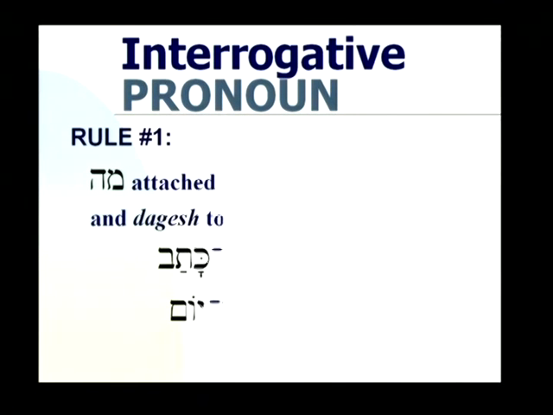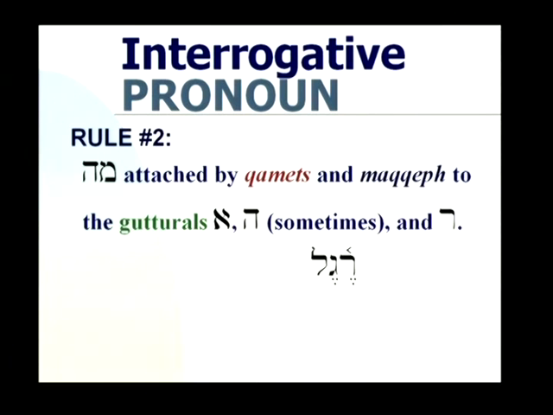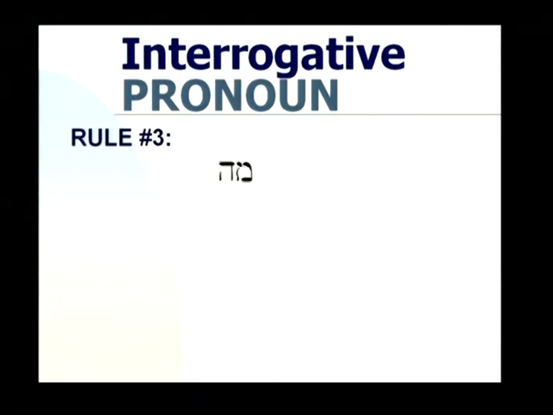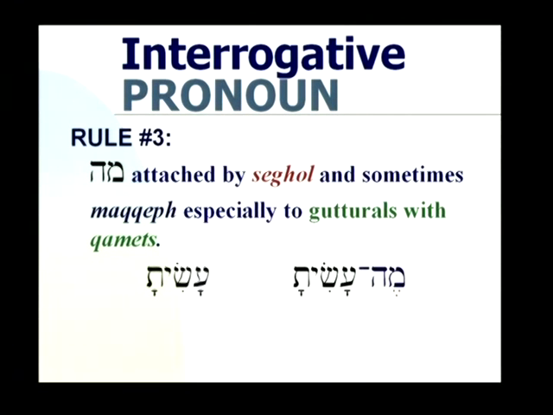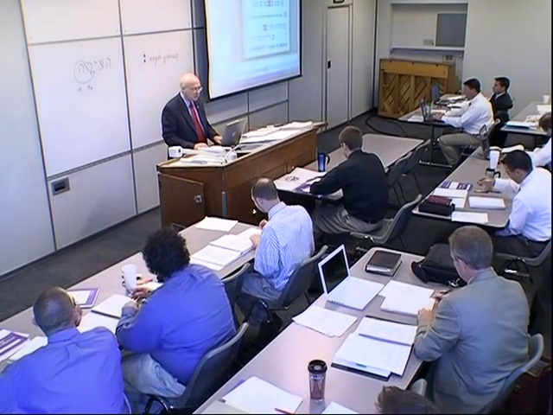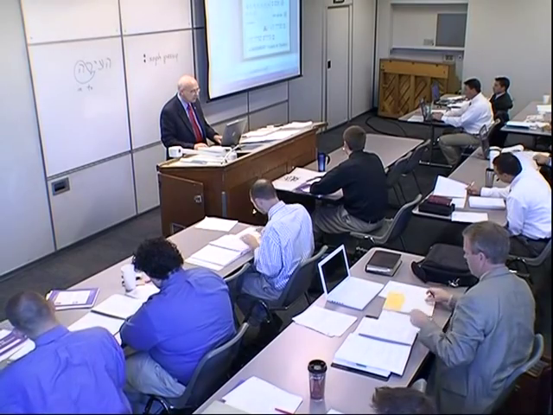It's very important. And rule number 2, it has a comets when you have gutturals, aleph and hey, sometimes resh. And then rule number 3 was a sigol, especially to gutturals with the comets. And notice that the makef is an option, is going to be found most of the time, but there will be cases when the makef will not be there. Let's go to the next one then in the review here.